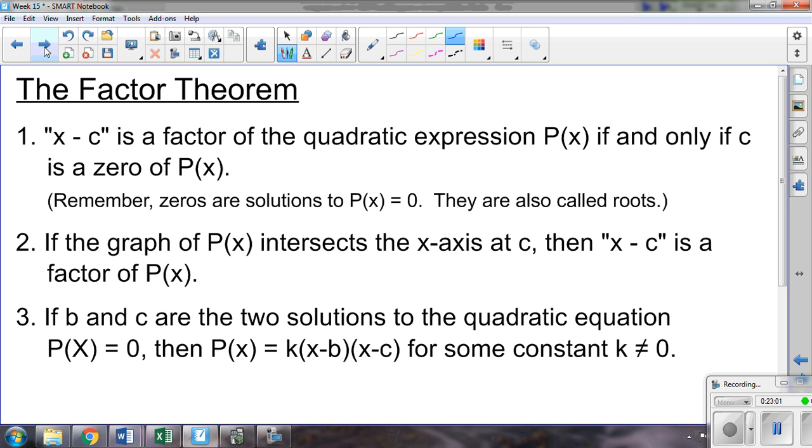Basically, the factor theorem is telling us a factor is the same thing as a root, which is the same thing as solving p of x equals 0. There are multiple ways of talking about the same thing.